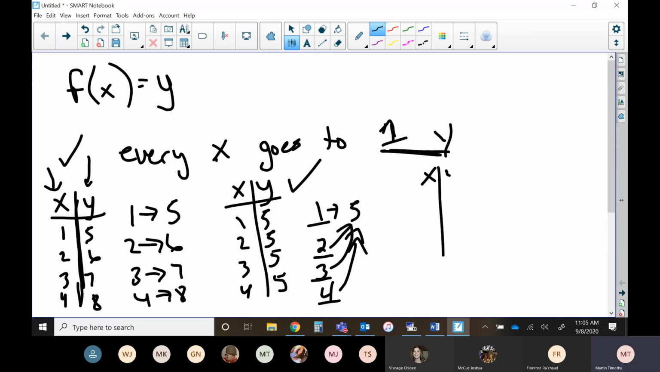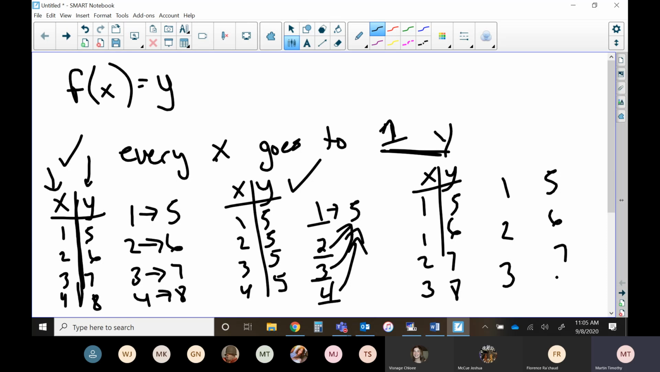Here's an example of not a function then. Does everybody see my inputs and outputs? What does 1 go to? What does 1 go to? There's where the problem is. What did you say? 1 went to 5 and 6. There's an input that's got 2 different outputs. That cannot happen in a function.